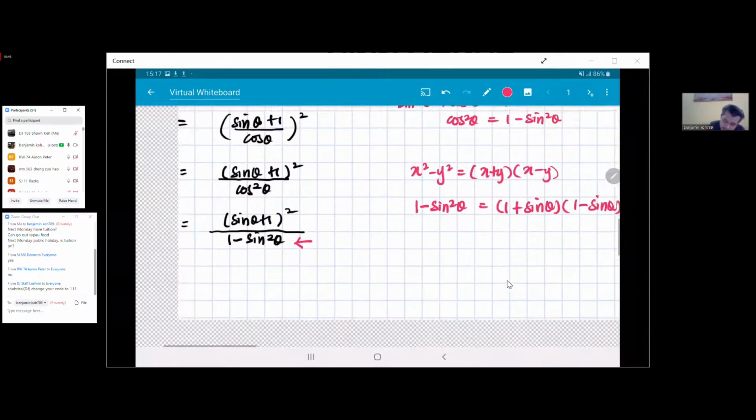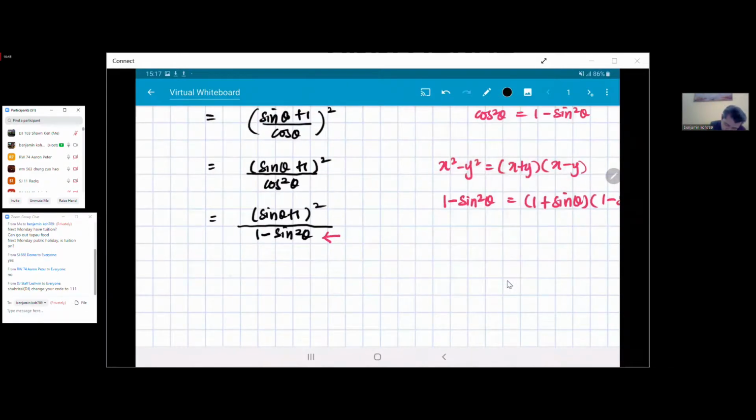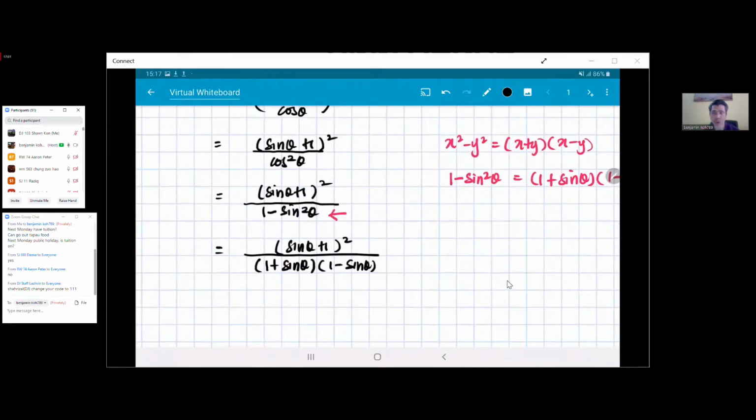If you understand this now, we can apply it here. At the bottom, I've got 1 plus sine theta and 1 minus sine theta. On top, I've got sine theta plus 1, bracket square. Can you see now we can cut? What do I mean by cut?